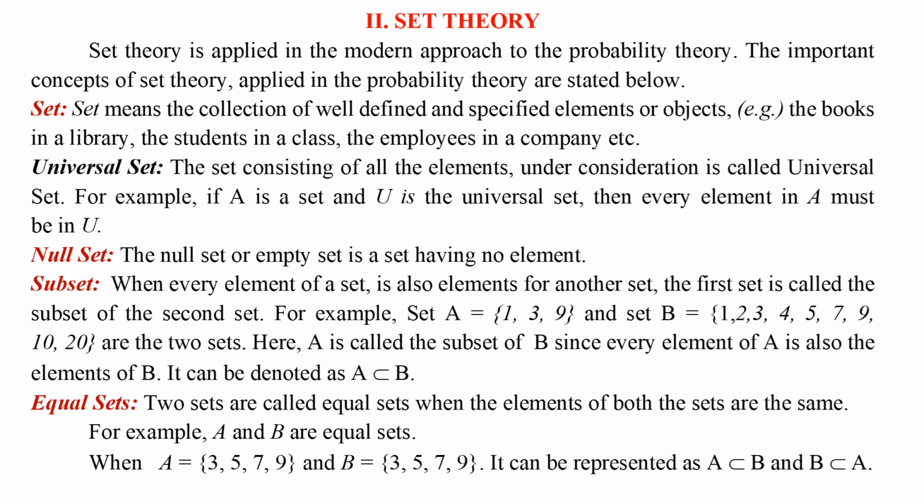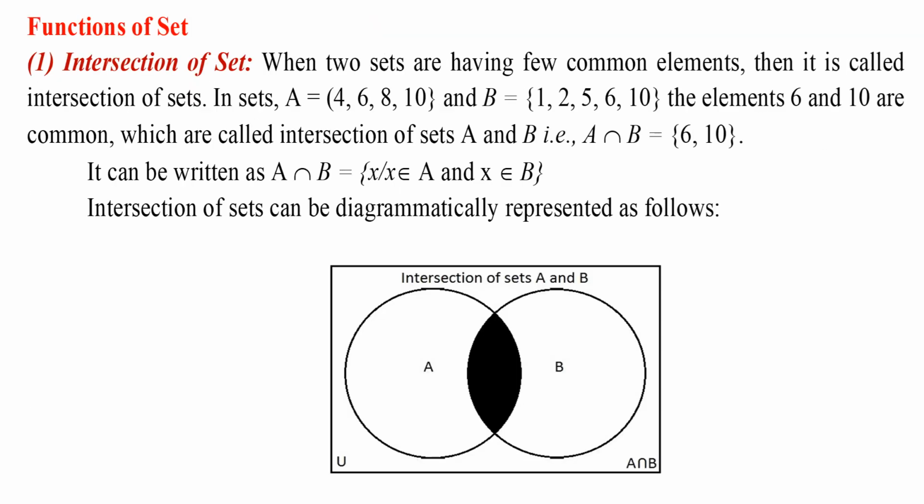Equal sets. Two sets are called equal sets when the elements of both the sets are the same. For example, A and B are equal sets when A equals {3, 5, 7, 9} and B equals {3, 5, 7, 9}. It can be represented as A ⊂ B and B ⊂ A. Functions of set. 1. Intersection of sets.